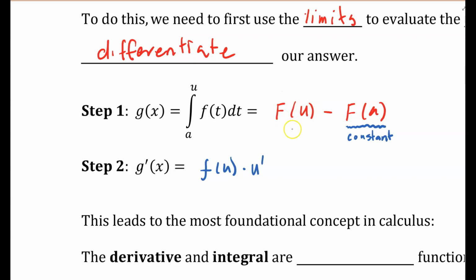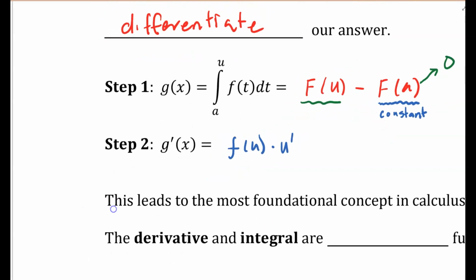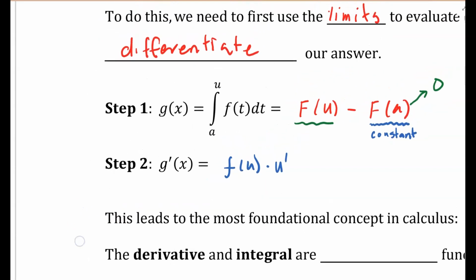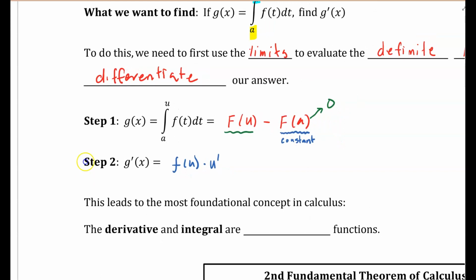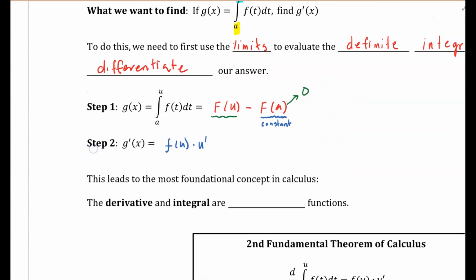Minus, so all I do is differentiate this, and you're going to have to think back to last semester, right? I take the derivative of a function, here the derivative of capital F is lowercase f of u, and then I have to multiply times u prime, the derivative of the inside. That's chain rule. Okay, and then the derivative of a constant we know is 0. We know that this goes to 0. So, there you go. That is the second fundamental theorem of calculus, and a very big idea.